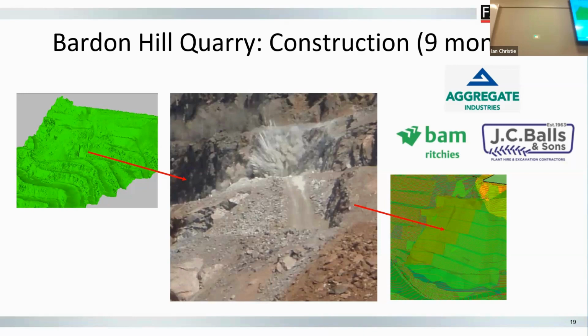And I know several of you in the room are very familiar with this quarry. So BAM Ritchies did all the drilling and blasting, but also all the geotechnical work as well, so the netting, the dowels, etc. The other main contractor involved was JC Balls, and that was the local earth moving contractor, so they did a lot of the excavation of the marl and taking that off to tip.